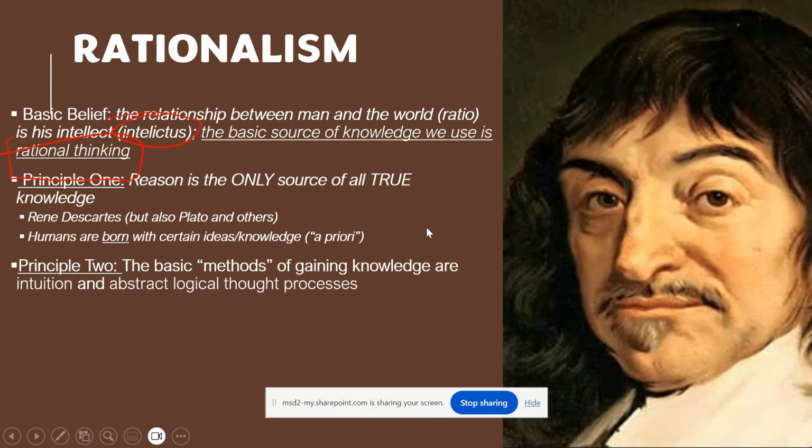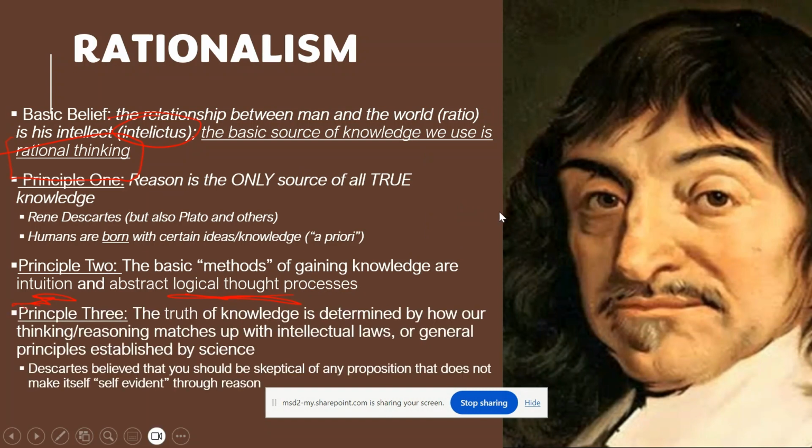Principle 2 is that the basic methods of gaining knowledge are intuition, which we'll talk about when we get to math, and abstract logical thought. Okay, so thinking broadly about things. Principle 3 is the truth of knowledge is determined by how our thinking or reasoning matches up with intellectual laws. This is a lot more like coherency truth tests than correspondence, for example. Sometimes you can't correspond. Now, generally, what you think about logically should correspond with what's happened in the real world, but it's not necessarily something that's required. So that's rationalism in a nutshell, as it were.